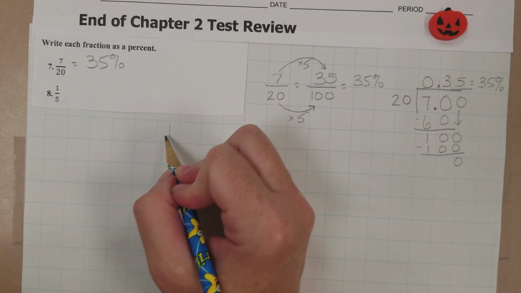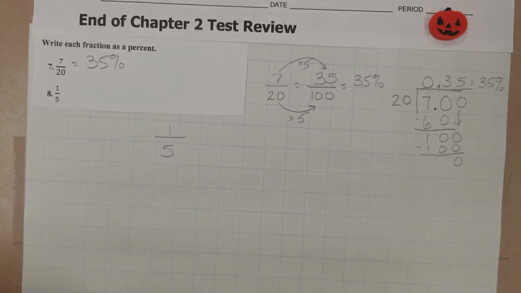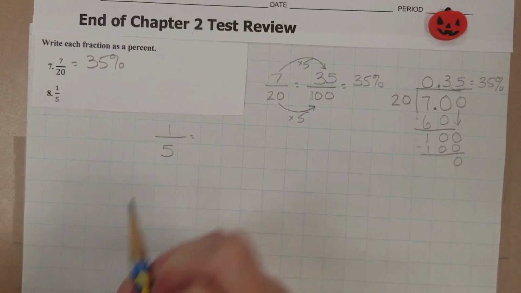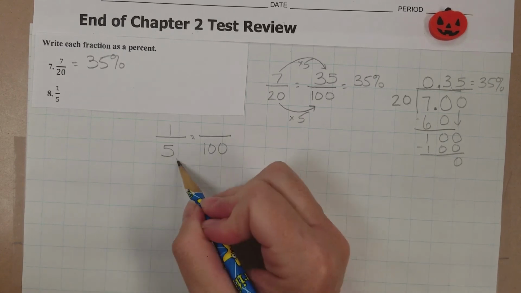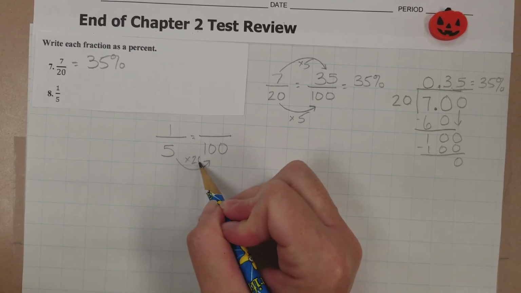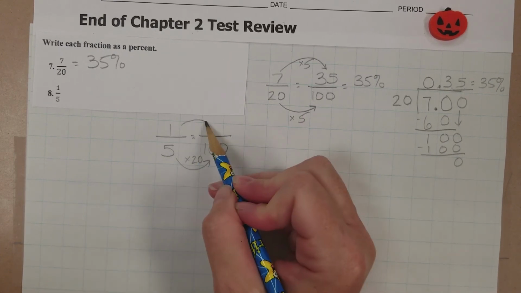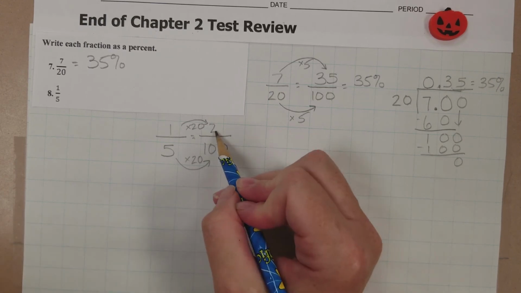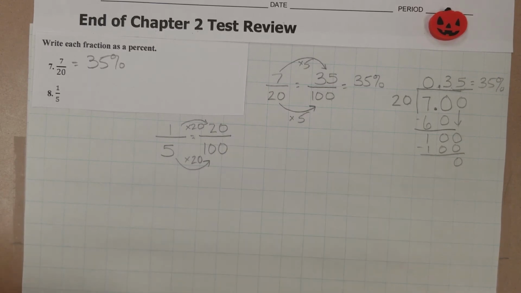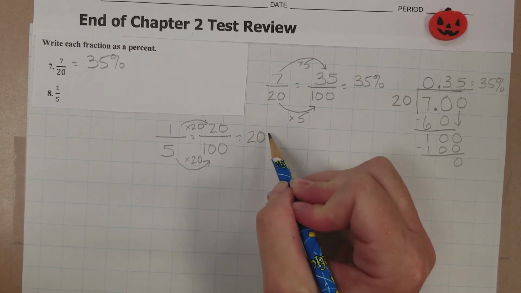Next problem is 1/5. We want to change that to a percent, or per hundred. You multiply by 20 on the bottom and 20 on the top. So you'd have 20 over 100, or 20%.